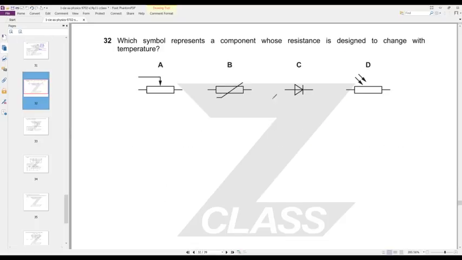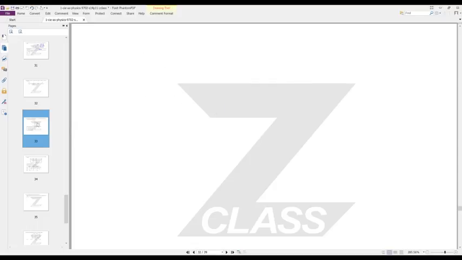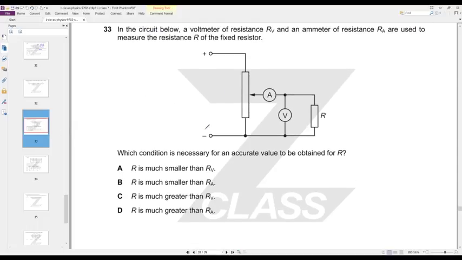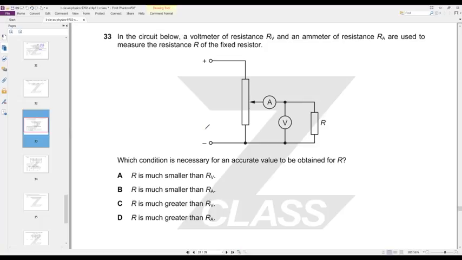Resistance changes with temperature, that's B, that's just to learn it. A voltmeter of resistance RV, and an ammeter of resistance RA. Okay, so we're dealing with imperfect voltmeters and ammeters. Which condition is necessary for an accurate value to be obtained for R? So the most important one is that R is much greater than RA.